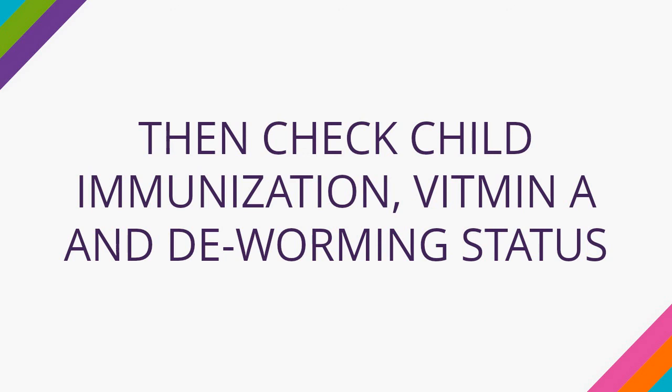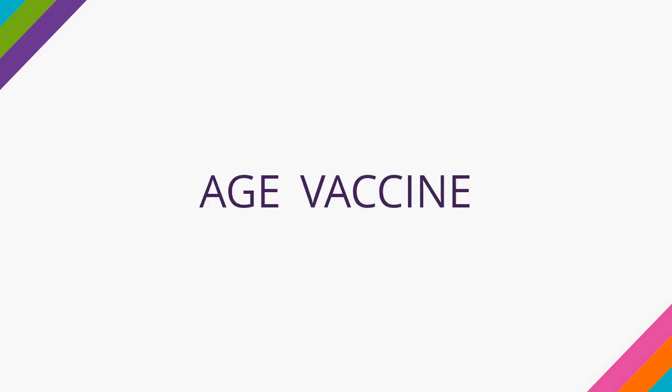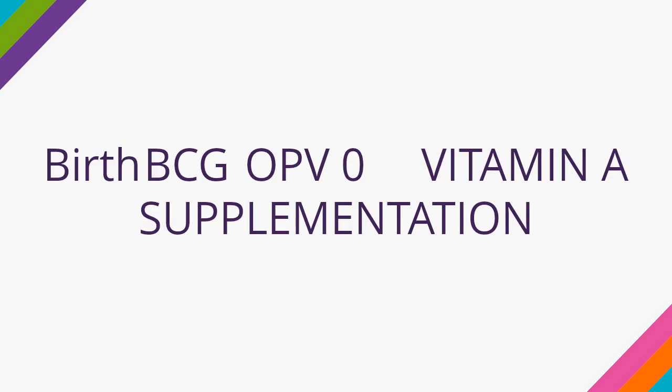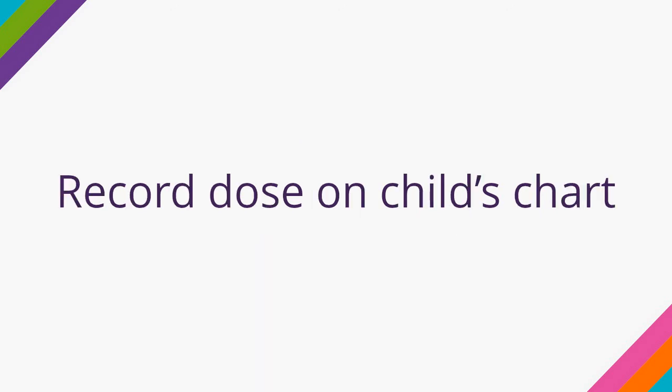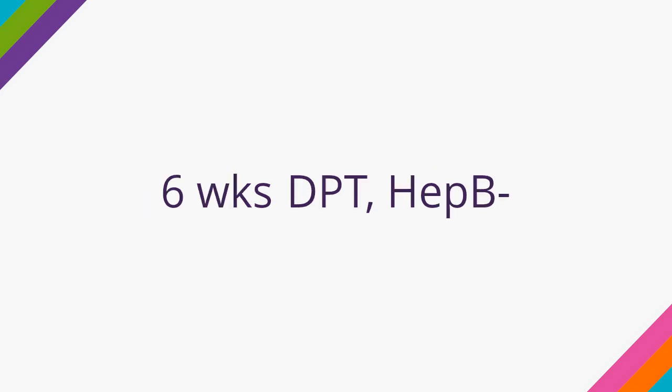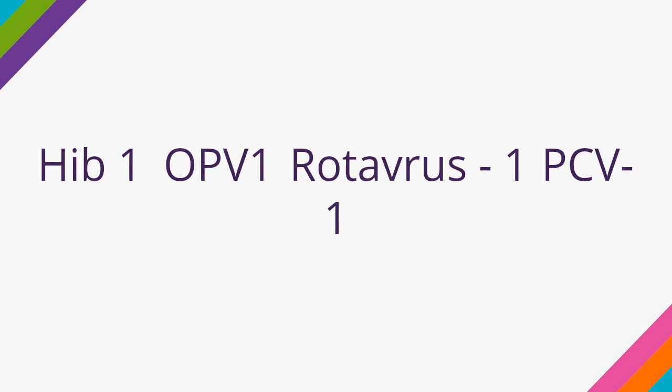Okay, so you can then check child immunization for vitamin A and deworming status on the under 5 card. So if you want to be a good scholar of pediatrics, it's important that you understand the age and the vaccine that the child should receive. Okay, so at birth, the BCG or OPV0. Okay, then at 6 weeks, we have DPT, then we have Hep B and Hep 1, then OPV1, rotavirus, okay, and PCV1. So PCV1 at 6 weeks has to be given.